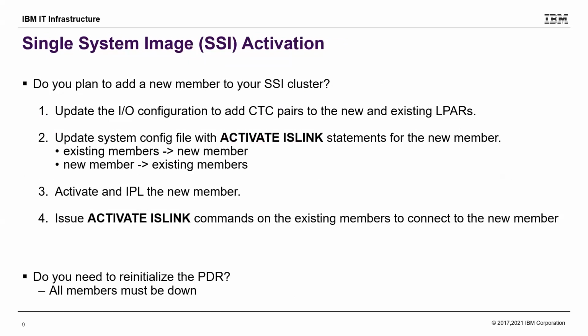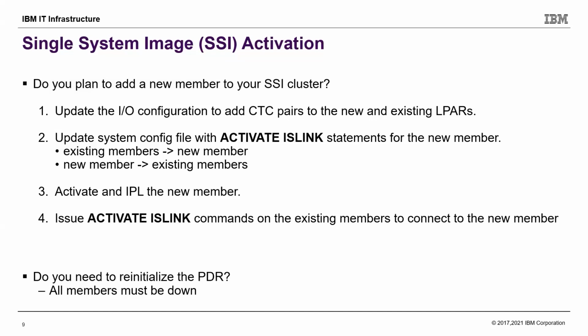If you're running an SSI cluster and you're planning to add a new member, you'll need to update the IO configuration. You want to add at least the channel pairs between the new LPARs and the existing LPARs that maybe you already have members running in your cluster. To add new members, you'll need to update the system configuration file. You'll have to add activate ISLINK statements to define the connections for the new member.